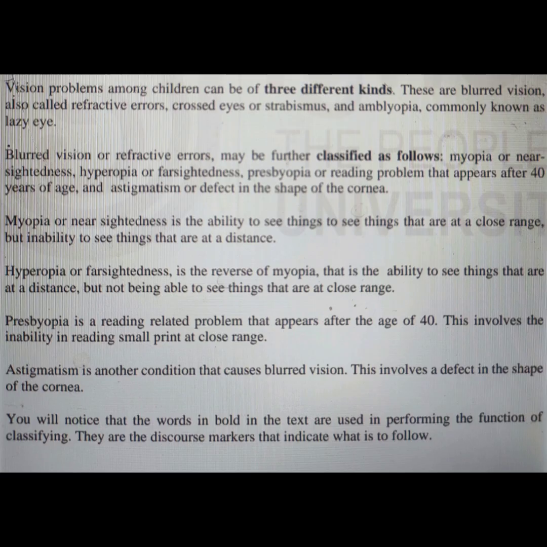Presbyopia is a reading-related problem that appears after the age of 40. This involves the inability in reading small print at close range. Astigmatism is another condition that causes blurred vision. This involves a defect in the shape of the cornea. You will notice that the words in bold in the text are used in performing the function of classifying. They are the discourse markers that indicate what is to follow.